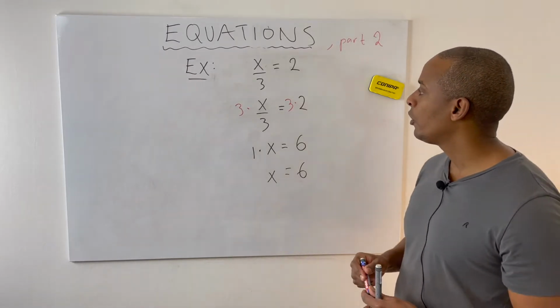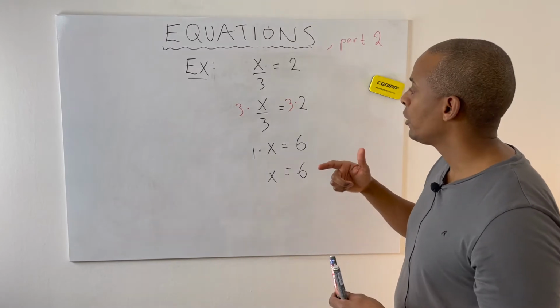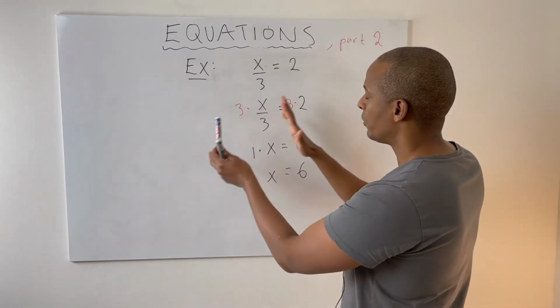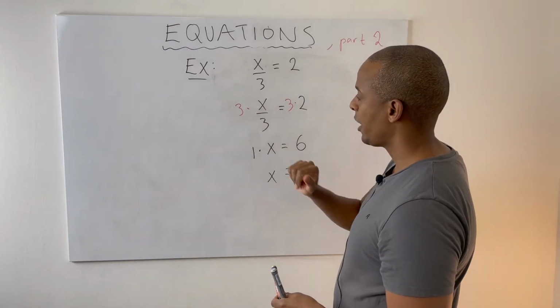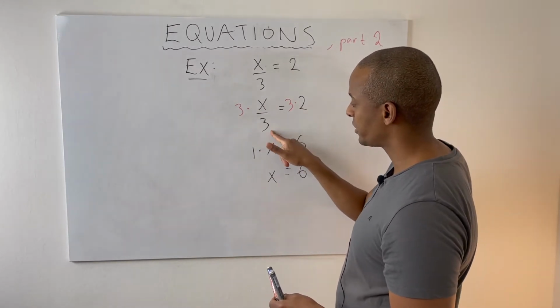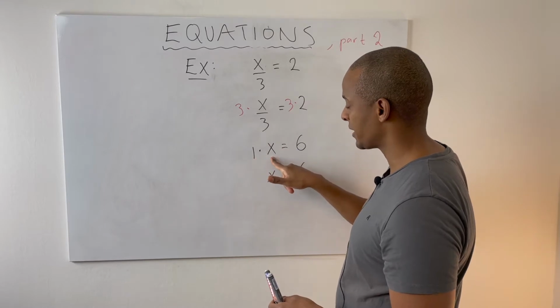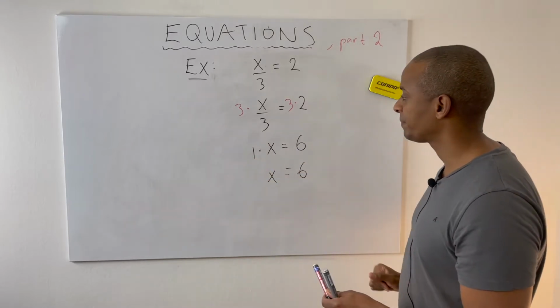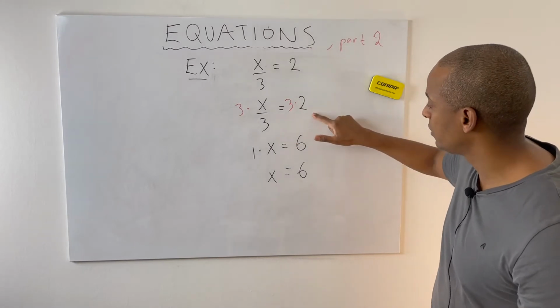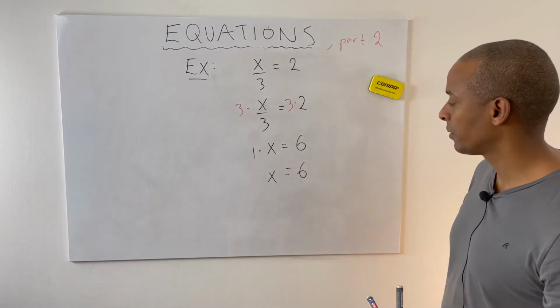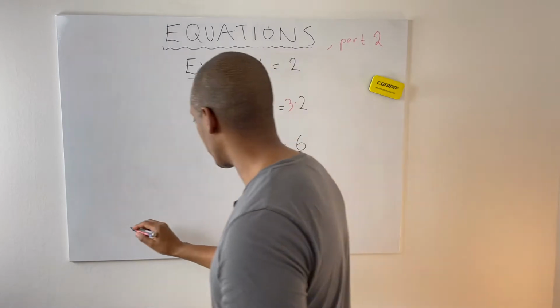So here, when we solve the equation, we multiply both sides by the same number, 3. And when we did that, we got rid of this 3. We ended up with 1 times x, which is just x. And on the right hand side, we had 3 times 2, which is equal to 6. Okay? Now let's check our solution.